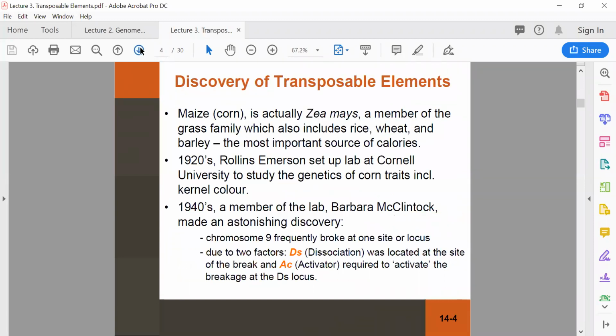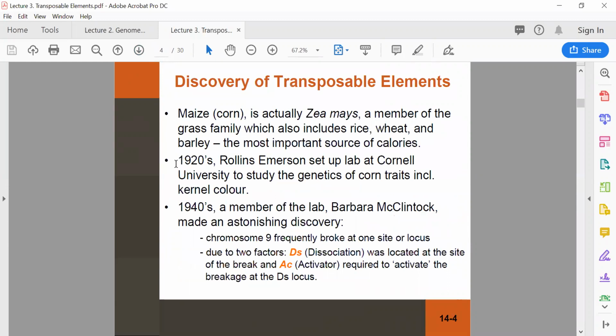All right, so let's go back to maize or corn, or Zea mays. It's actually a member of the grass family, and along with rice, wheat, and barley, these are the most important source of calories for the human race.